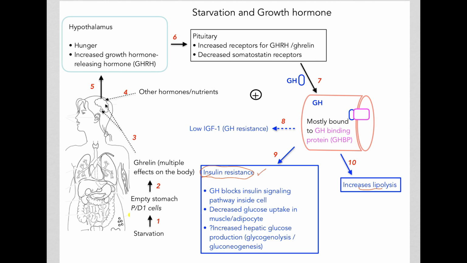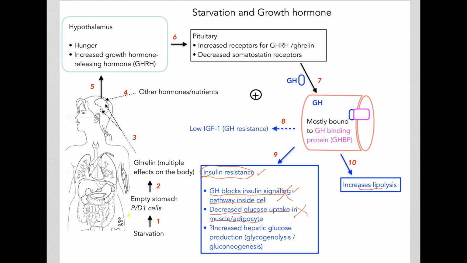So in insulin resistance, growth hormone actually blocks the insulin signaling pathway inside the cell. Remember, even in starvation, there is a little bit of insulin. Insulin never goes down to zero. So there is insulin around, and growth hormone will block the effect of insulin. And this means that without any insulin effect, glucose uptake by the insulin-dependent cells, muscles and adipocytes, will not happen.